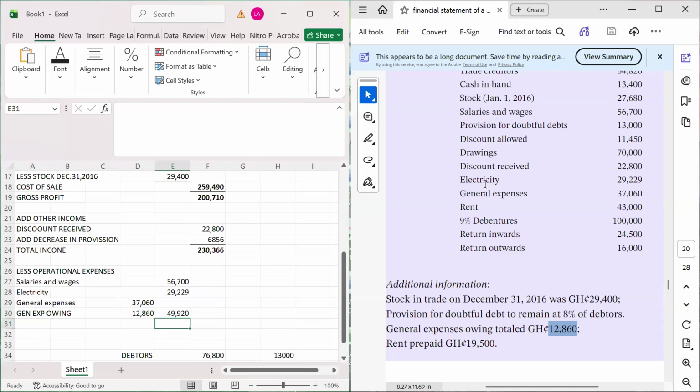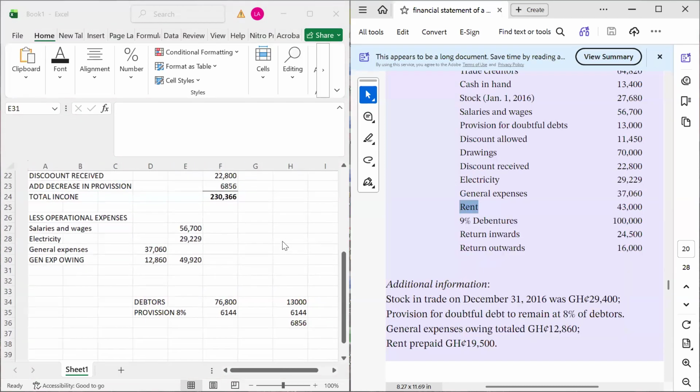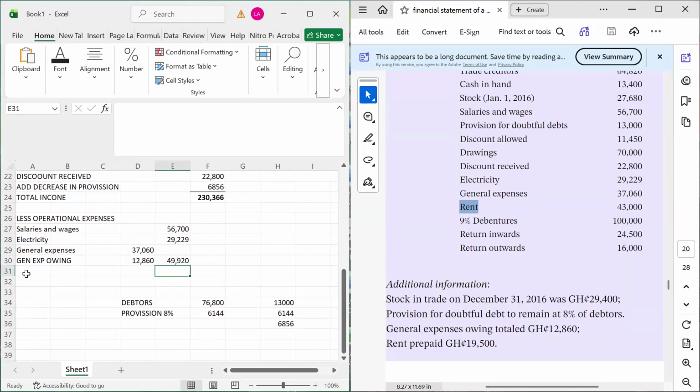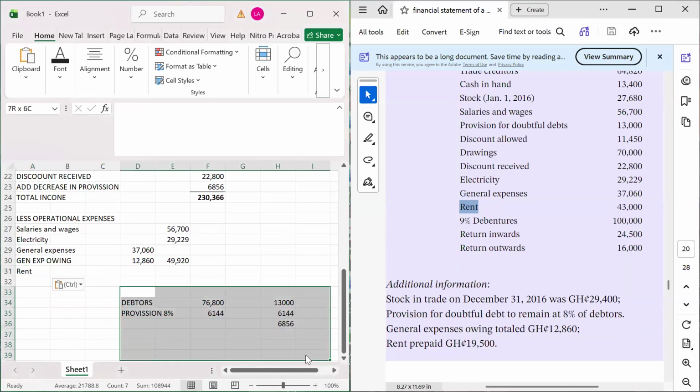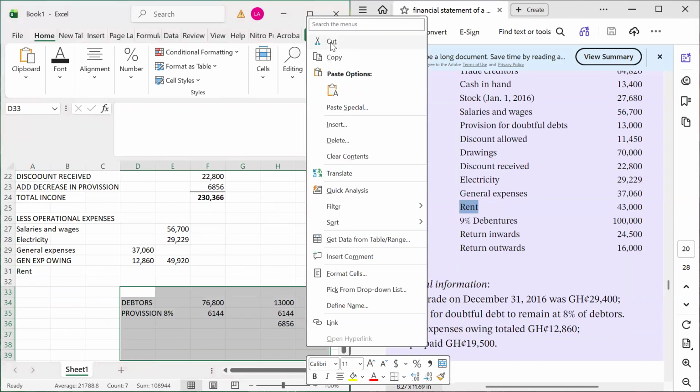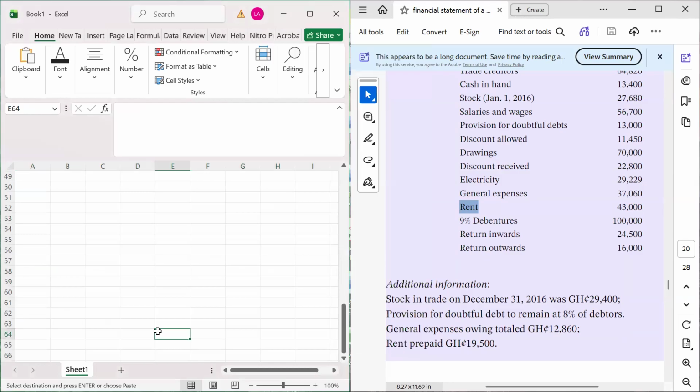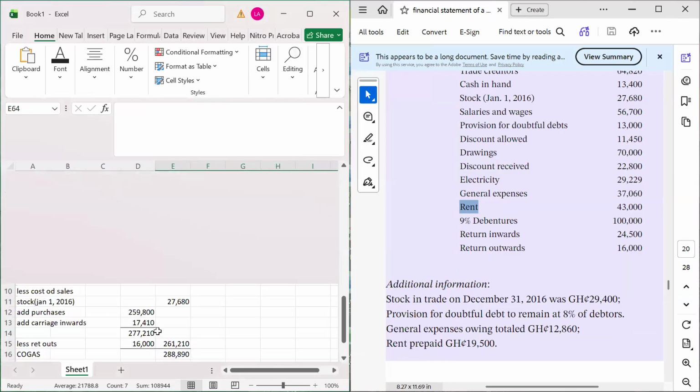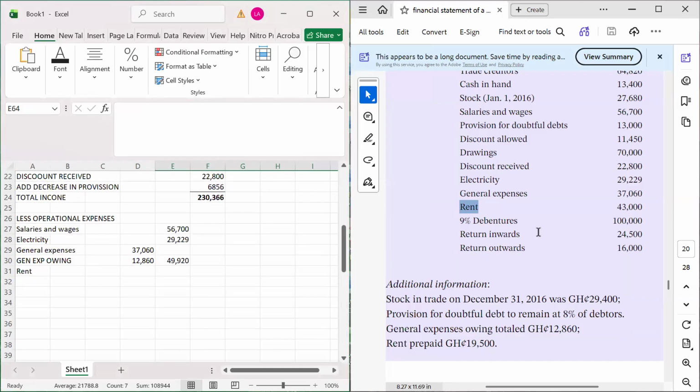Good. Now let's come back. Rent, we have rent. Come with your rent. This one is the same we have. It's a rough work we have done, but we may need it. So let's come and place it somewhere. So rent, the rent figure is how much? 43,000. Okay.